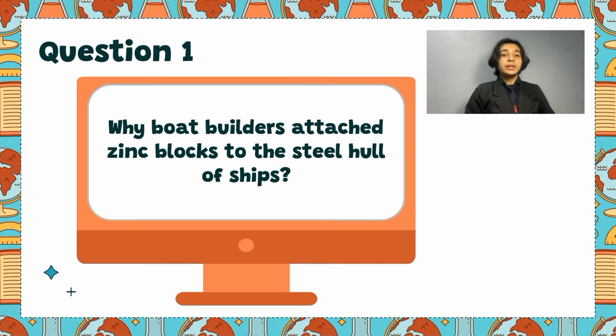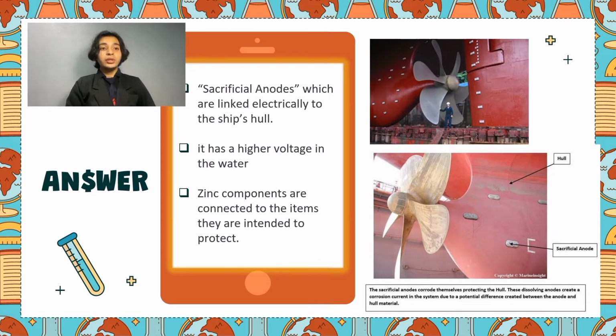Do you know why boat builders attach zinc blocks to the ship's hull? This is actually because zinc coating is used as an efficient solution for marine and offshore corrosion prevention and cathodic protection. The hull of a ship is the watertight body that is exposed to water. To protect the hulls, the ship builders put pieces of zinc on them. The zinc components used on these ships are called sacrificial anodes.